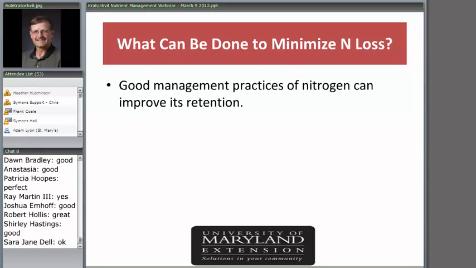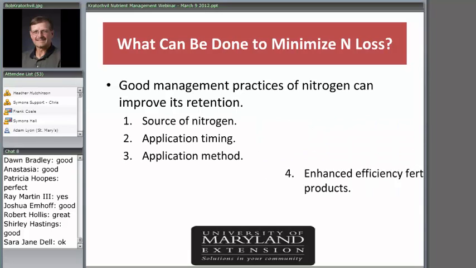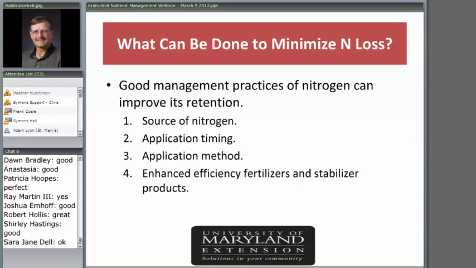So what can be done to minimize these nitrogen loss pathways? Well, we try to use good management practices for nitrogen to improve its retention. We can't hold on to all of it, but we try to do everything we possibly can to improve its retention. Those practices include choice of the source of nitrogen, and I'll walk through some of those different types of nitrogen and describe their pluses and minuses in just a second. Application timing is important, application method is important, and this last one, enhanced efficiency fertilizers and stabilizer products, is the focus of this presentation this afternoon.